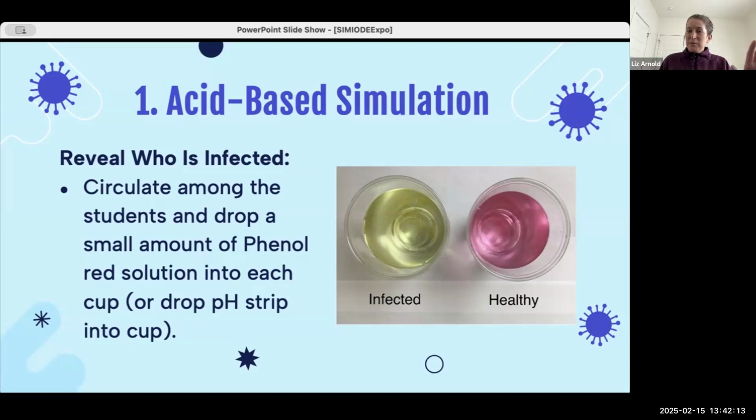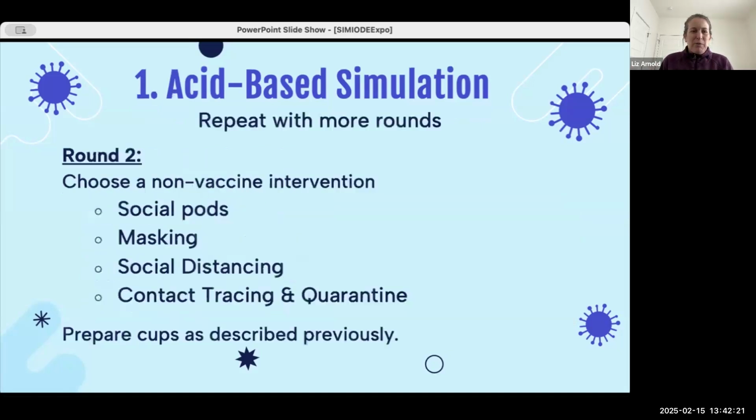And then what we do, that was round 1 with no intervention. But when we think about modeling, we say, well, how can we make this model or this simulation better? And so round 2 is we decide as a class a non-vaccine intervention. So again, we're engaging our students in the modeling process where they're making decisions that they want to simulate. And some ideas that students have is to create social pods. And so then you could separate the class into groups and they can only talk within their group.